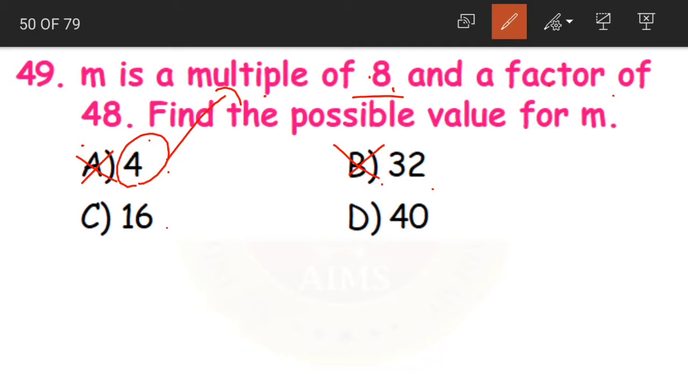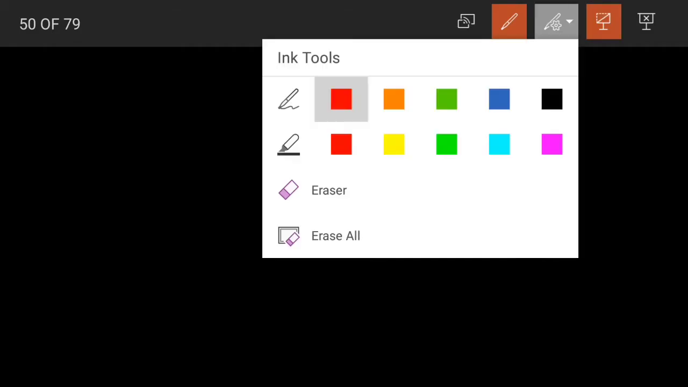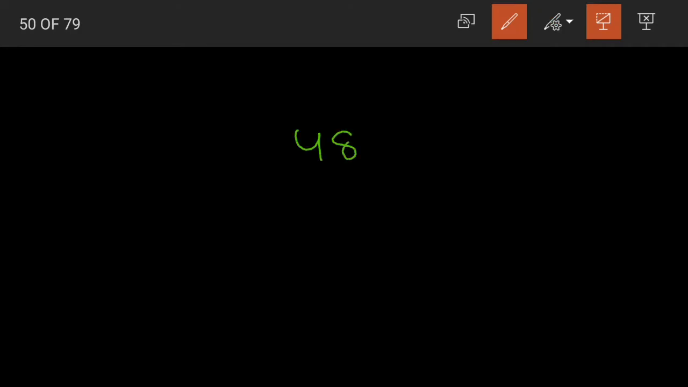48 is not divisible by 32. Coming to option C, 16. Is it a multiple of 8? Yes. Now again, is it a factor of 48? 48 divided by 16. Yes, children.